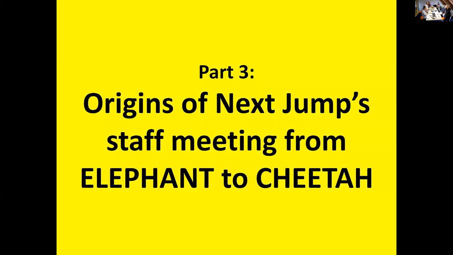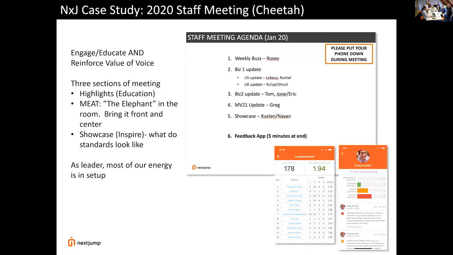So I'm going to now go to the origins of our staff meeting. I'm going to start a little bit with where we are today and then go back to where we started, because that's helpful. So this just gives you a flavor. You can see our agenda. This is from our Monday staff meeting.